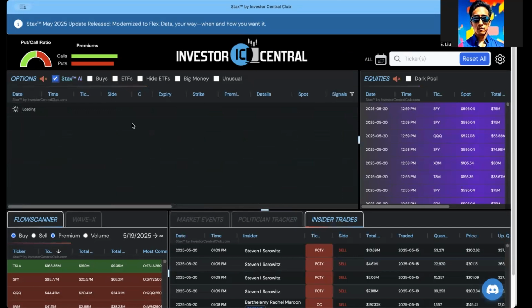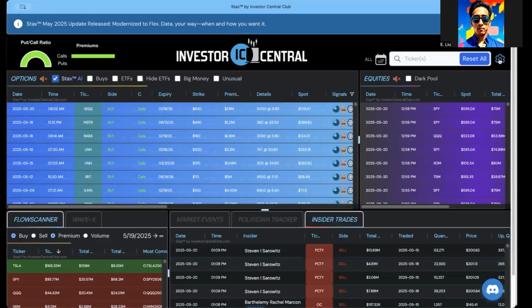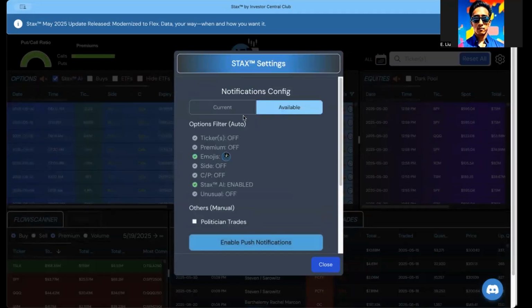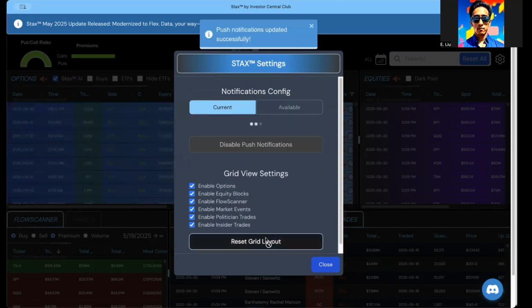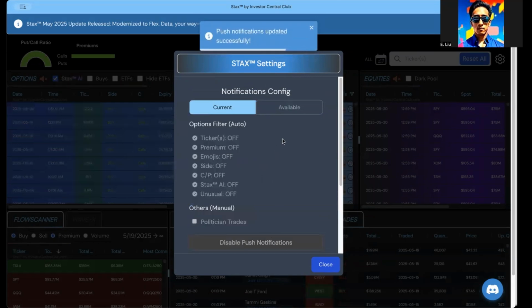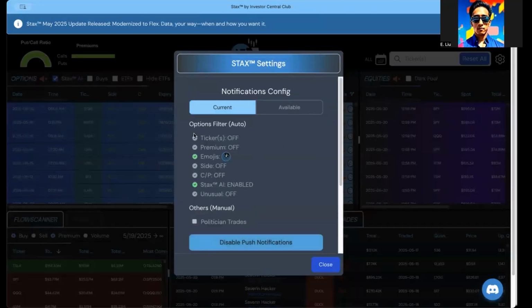My favorite is the Stacks AI filter. I'll go back into my Stacks settings, and under available, I can double check my Stacks AI is enabled. So anytime a Stacks AI print comes in, I will be notified of it, and I will hit enable push notifications. You'll see that box pop up right there. If I close this and reopen it, you'll see now my current ones are shown, that this is what's enabled. And anytime the Stacks AI prints show up, they will notify me, push notifications to my phone, to my computer, whatever I have open.